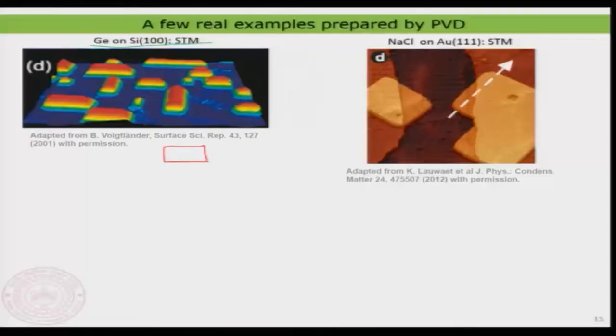Now, when you look at the sodium chloride on gold 111 surface, you remember that we have already discussed this in the previous class. In this particular case, what you find is that the islands that are forming look more or less square in shape. So the symmetry itself tells me that sodium chloride is playing a major role in the final Adlayer formation. That means the surface is not playing a major role, because you do not see the influence of the surface in the island formation itself.